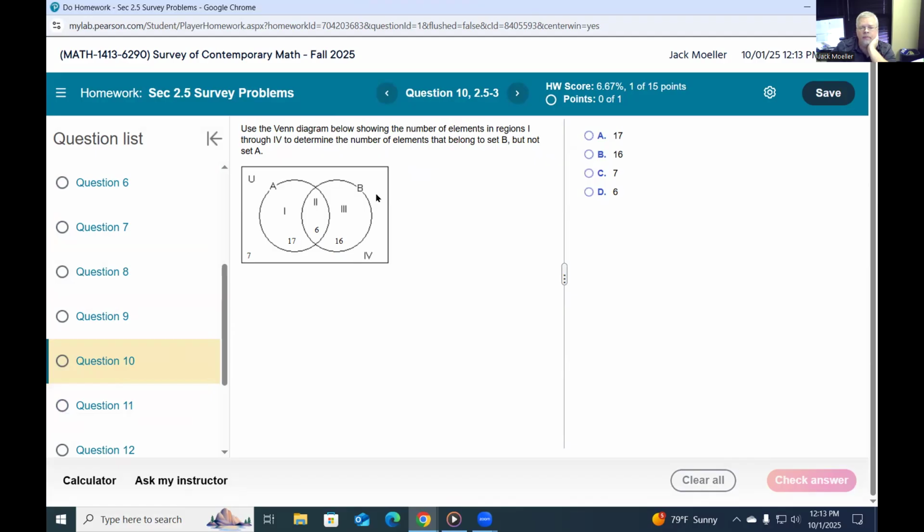This is question 10. So we're given a Venn diagram. Now, the numbers here, remember, these are not elements, these are the number of elements. So there are 17 elements in region 1, 6 in region 2, and so on. I kind of wish they would highlight the question a little bit better. But we're trying to determine the number of elements that belong to B, but not A. So we want them in the B circle, but not A. So we can't take that 6 there. So that leaves us with 16.